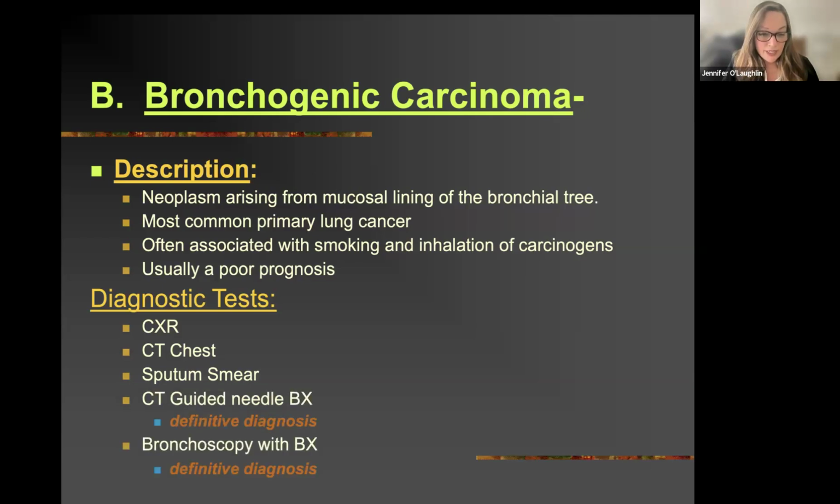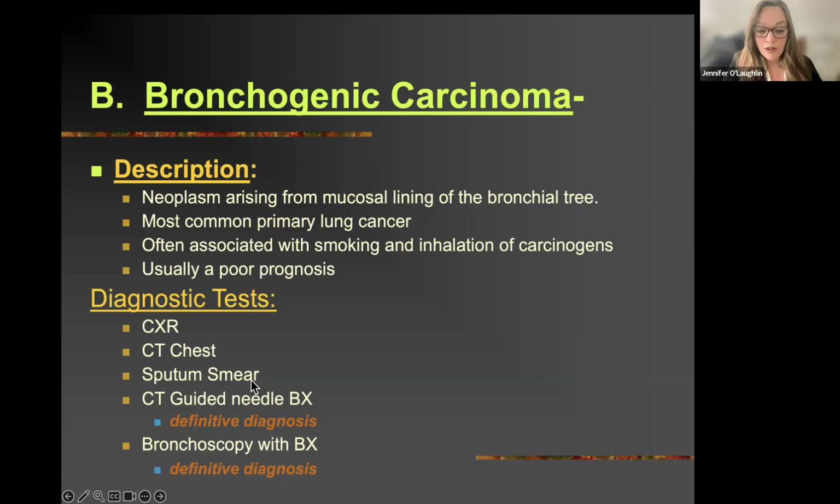And then for definitive diagnosis, so actually pulling out cells and looking at them to say, yes, this is bronchogenic carcinoma, they can do a needle biopsy guided either through CT or bronchoscopy, depending on where the lesion is. If it's high in the bronchial tree, you can do a bronchogram. If it's lower in the bronchial tree, then it would be done with CT.